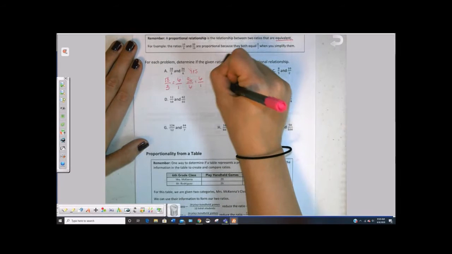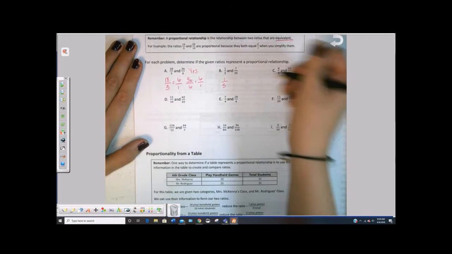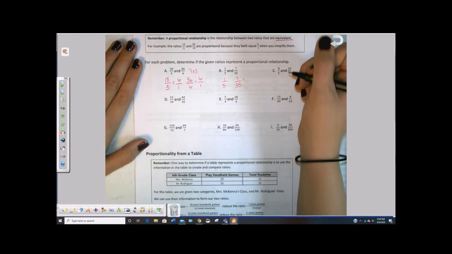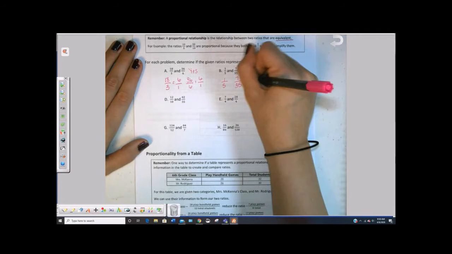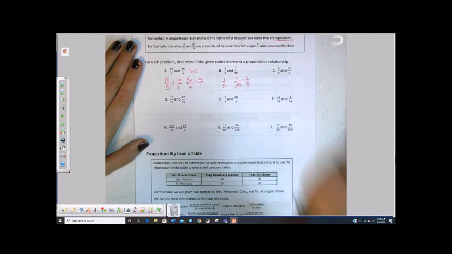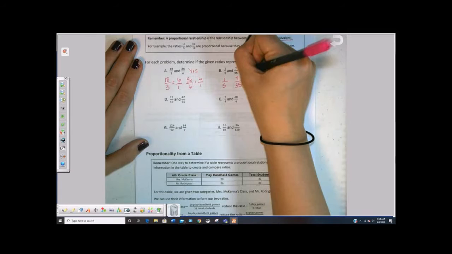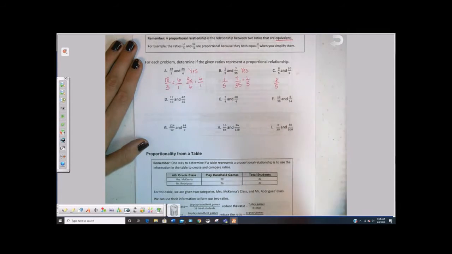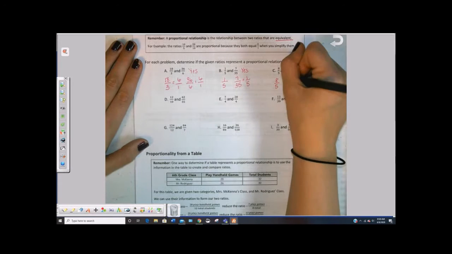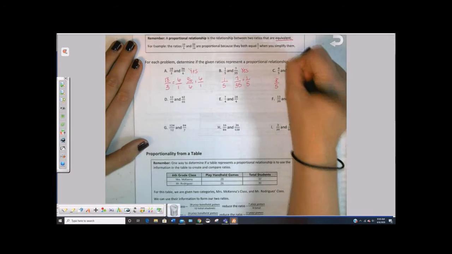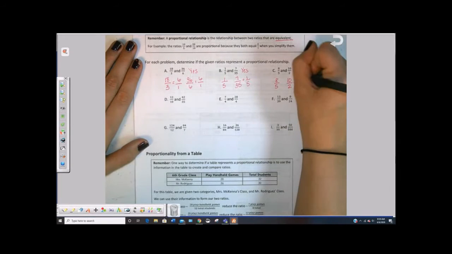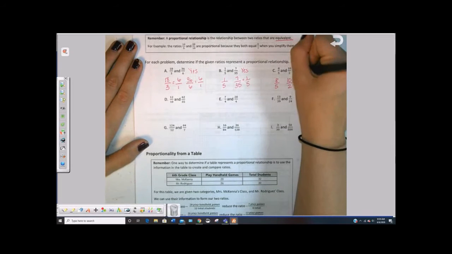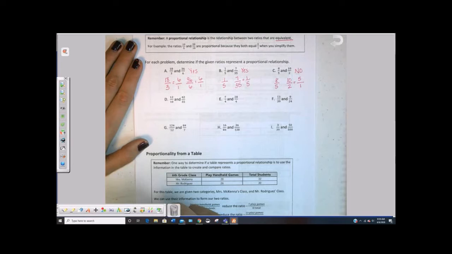B, 1 over 5. That can't be simplified anymore. 7 over 35. That is simplified down to 1 over 5. So are they equivalent? Are they the same? Yes. C, 8 over 5 again cannot be simplified anymore. 10 over 2 simplifies to 5 over 1. So are those the same? Are they equal? No. So they are not equivalent.